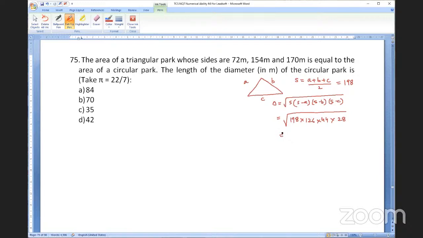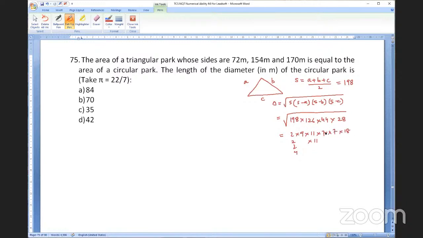So 198 divided by 49. 198 is 99, okay, so 2 into 9 into 11. 44 will give 2 into 2 into 11. 28 will give 4 into 7. And 126 on dividing by 7 will give 18.